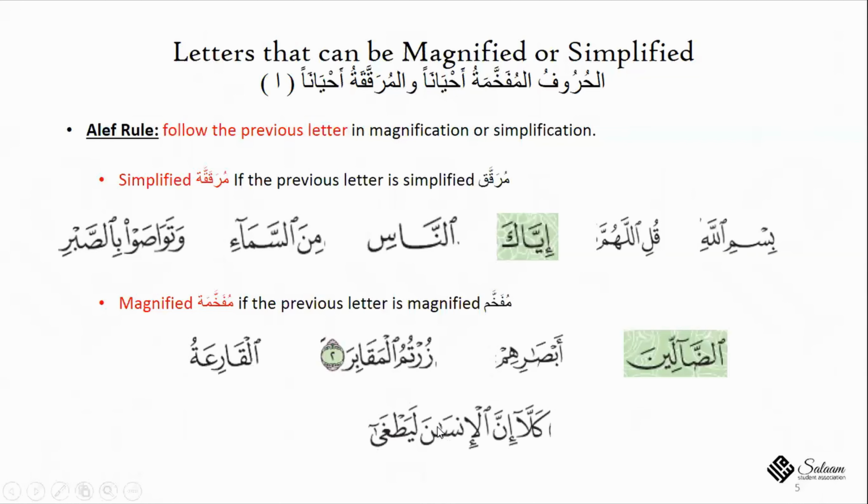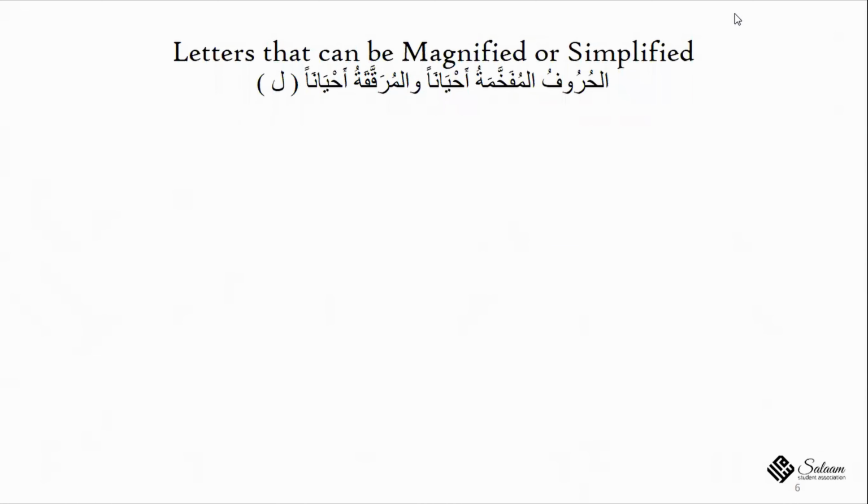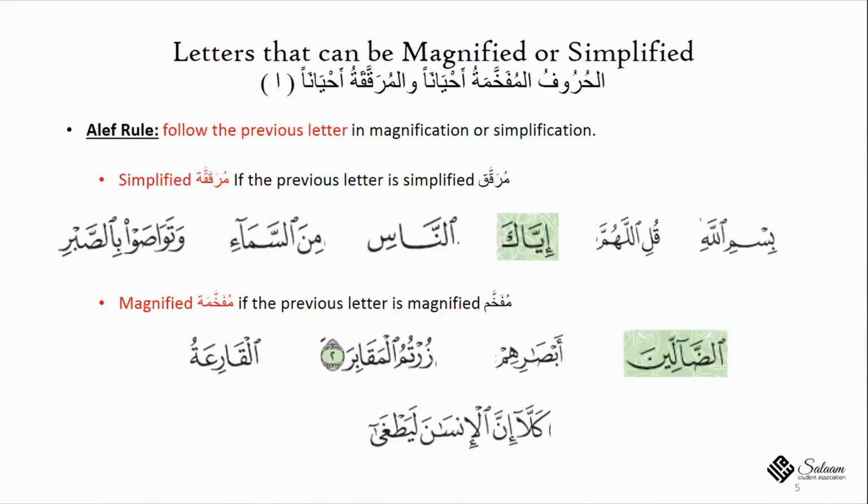Here we have 2 alif. We have alif in al-insan and we have alif in yatagha. سيصلى نارا. I got a question. سيصلى, yes. سيصلى نا. So here don't say نارا. Don't say نارا. Say نارا.